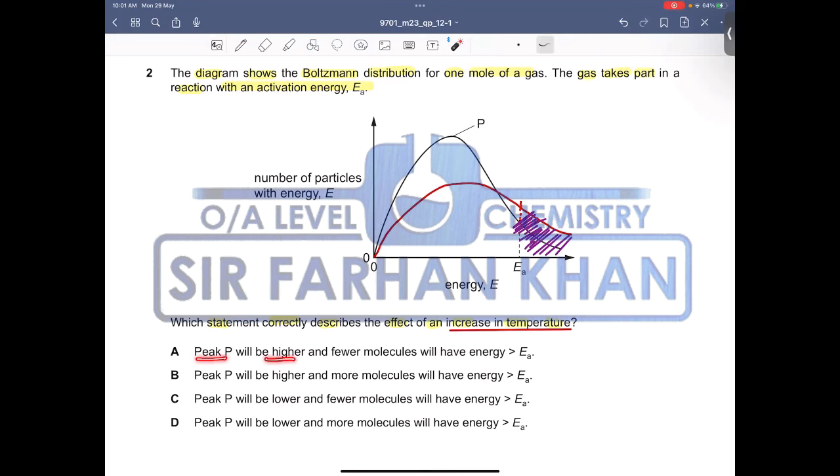Peak P will be higher and fewer molecules, not at all. Peak P should be lower. At high temperature, it should be lower. The most probable energy should be lower. So obviously this is going to be incorrect.